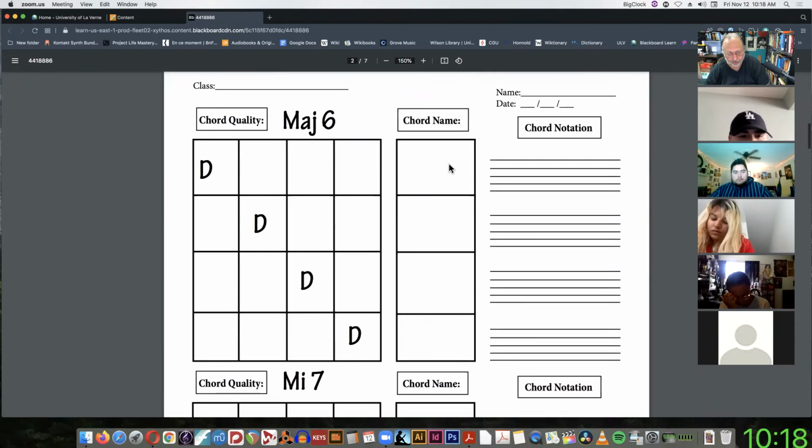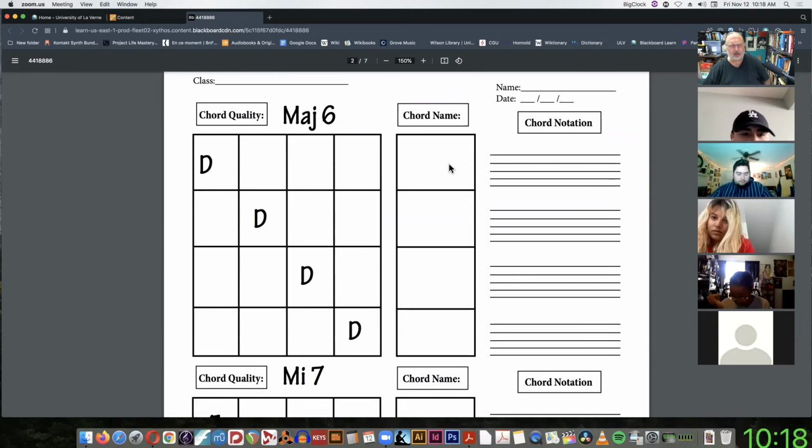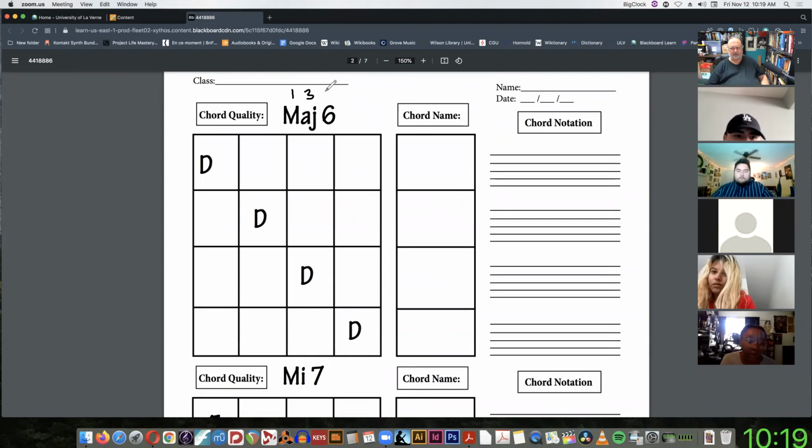All right, now here's the next one. Major 6. Not a first inversion chord, a major 6 chord. What's the formula, guys? 1, 3, 5, 6.